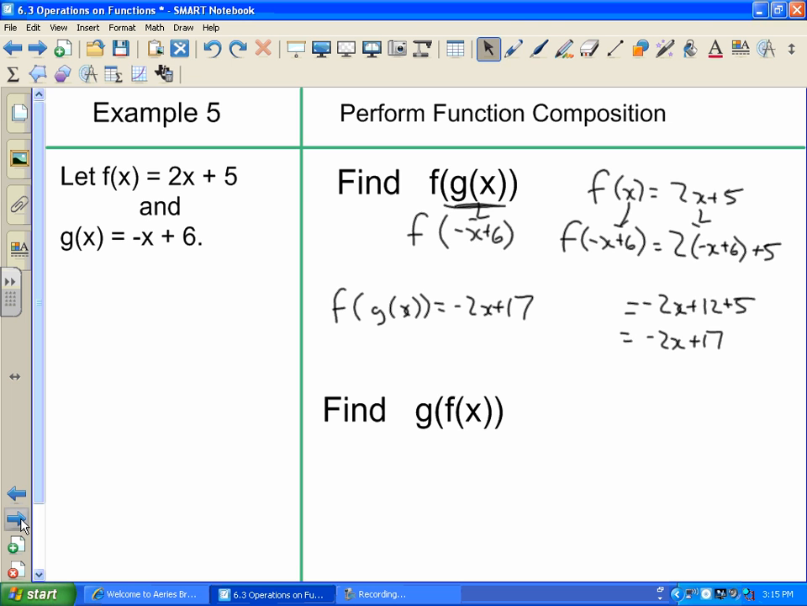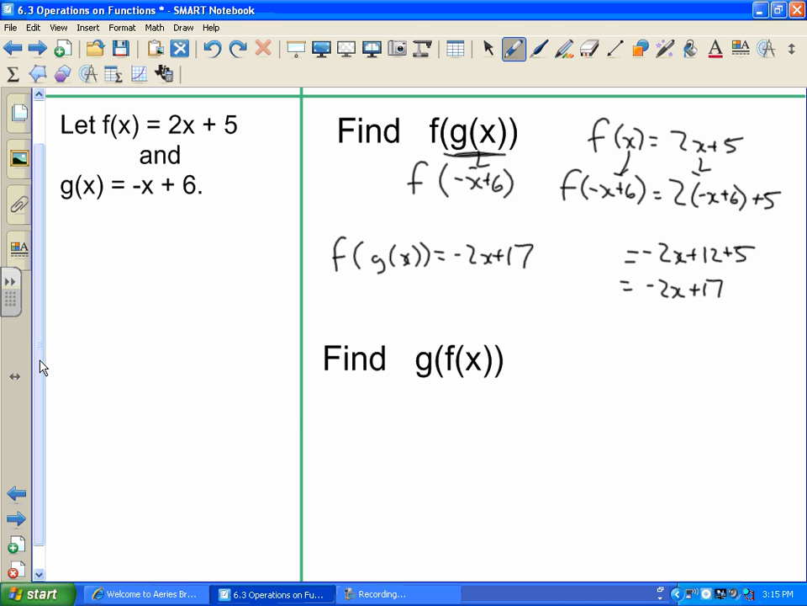Bottom problem, g of f of x. This time we're going to start with the f of x. F of x is 2x plus 5. We want g of 2x plus 5. G of x is negative x plus 6. I want g of 2x plus 5. That's what I'm substituting in for x. So that's going to say negative the quantity 2x plus 5. Again, there's my substitution. Plus 6.